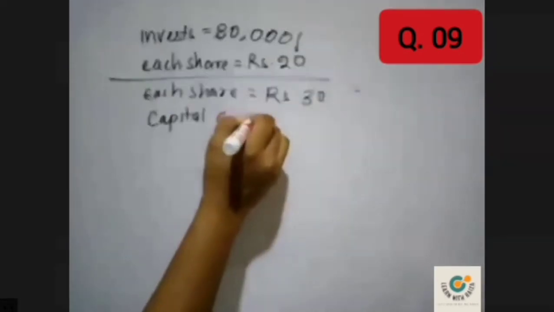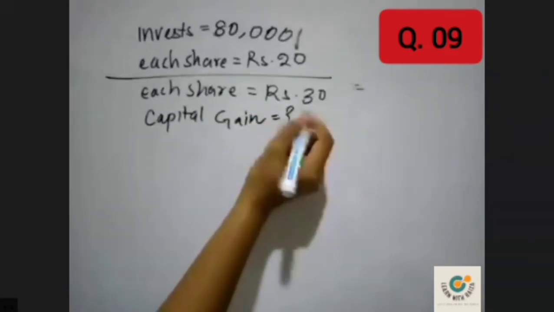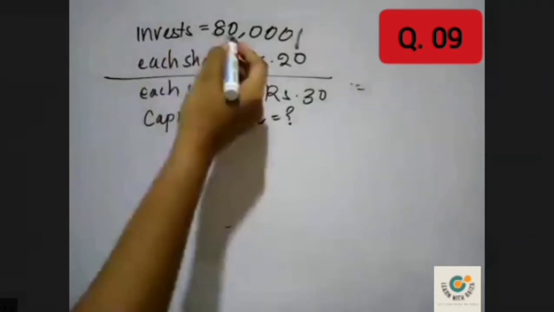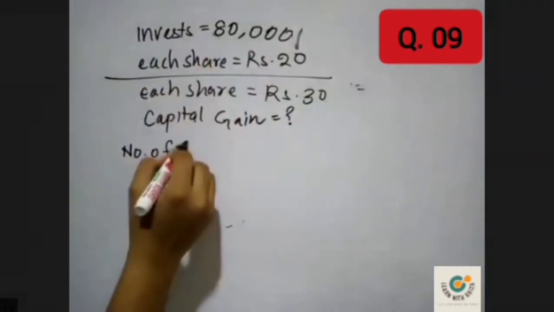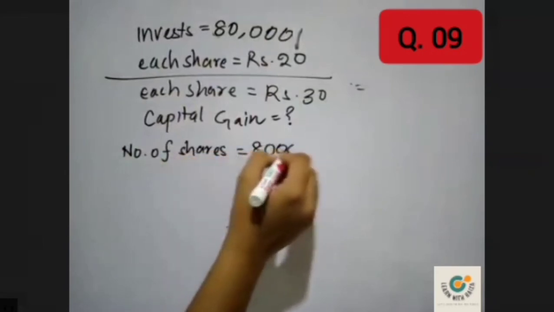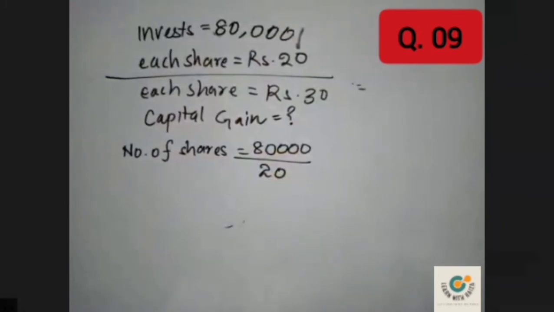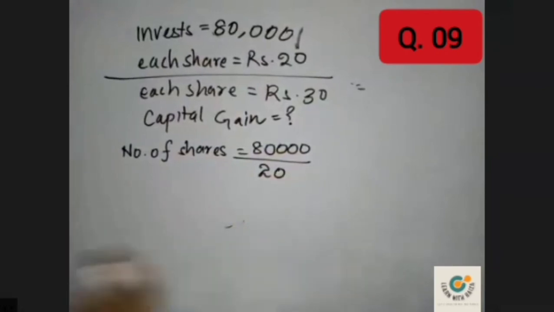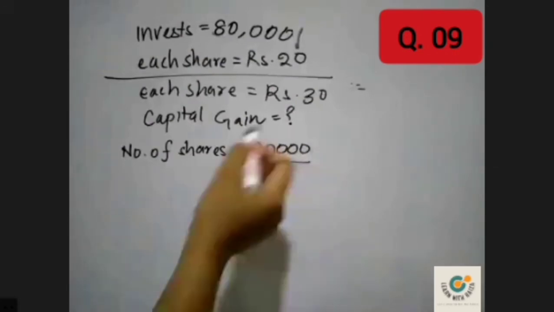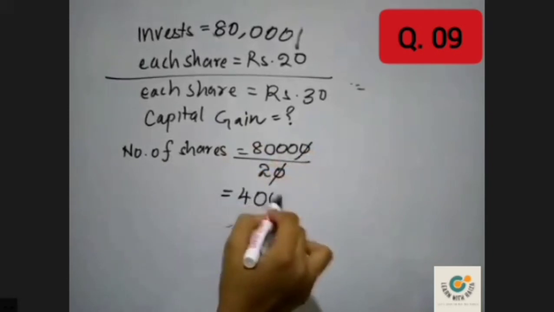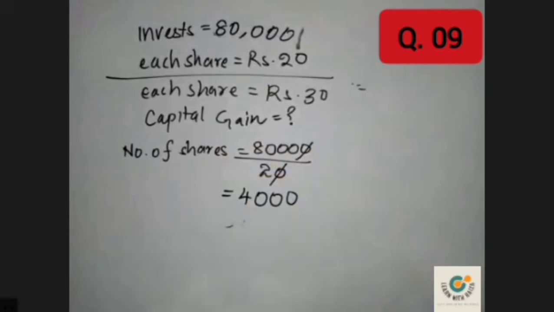Now, capital gain, you learn in grade 10. Right, capital gain. So how do you find it? First of all, you have to find how many shares this person bought. He invested 80,000. So to find the number of shares, I can write the amount invested divided by the price of each share. For example, you have 80,000 and you are buying a certain item for 20 rupees each. So how many items did you buy? The total amount invested should be divided by the price of each item. So you get 4,000. He has bought 4,000 shares.